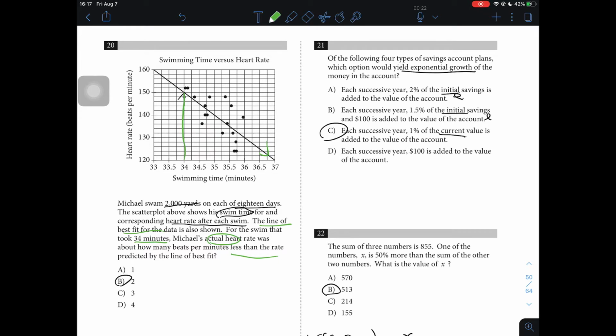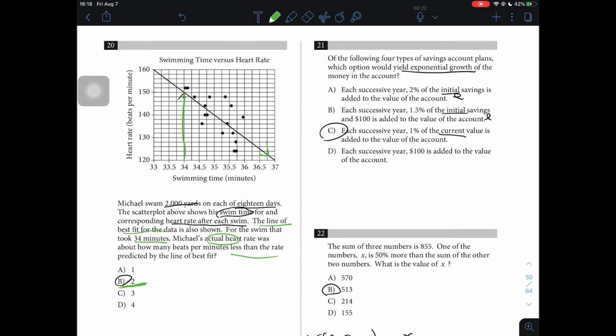What is the predicted heart rate? It should be 150, right? You can see my red dot over here. And here is the heartbeat that Michael actually has. So you can see what's the difference. What is the unit of each block? As you can see, it's 2, 4, 6, 8, 10, so it should be 2. His heartbeat should be 2 beats less than the predicted heartbeat. So the answer is B.